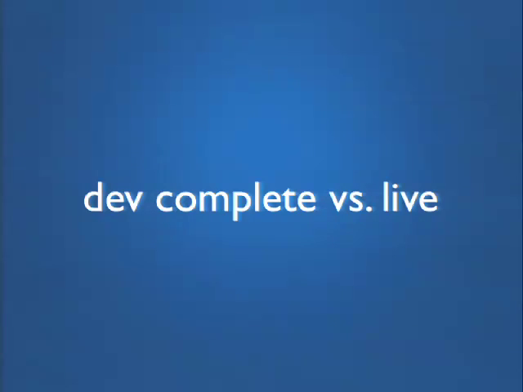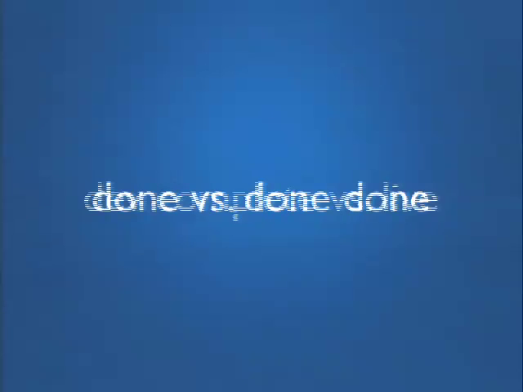So there's this distinction that they make in continuous delivery, which is basically what I'm saying. This notion of something being dev complete, you know, your developer said it's done, maybe even it passed some tests, versus it actually being live, or my preferred way of saying it, done versus done. The most dangerous place for code to be is somewhere between done, that is dev complete, and done, actually deployed.